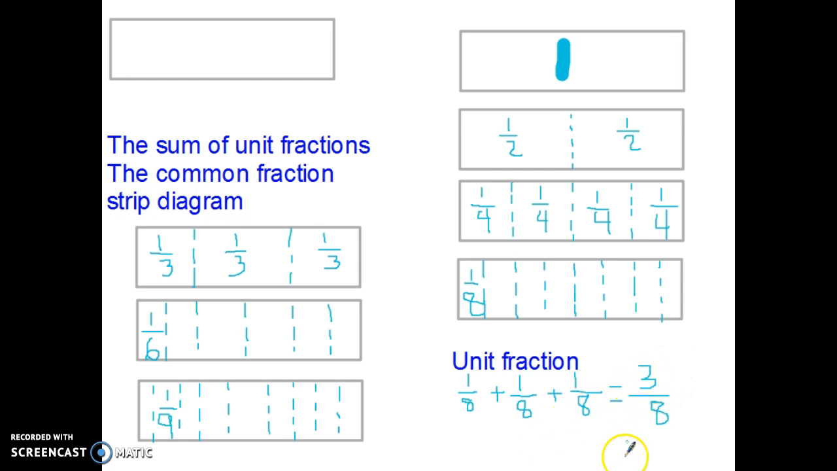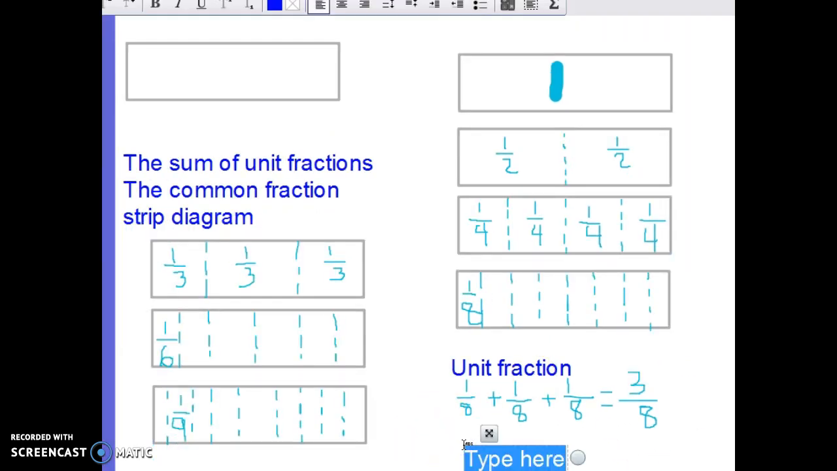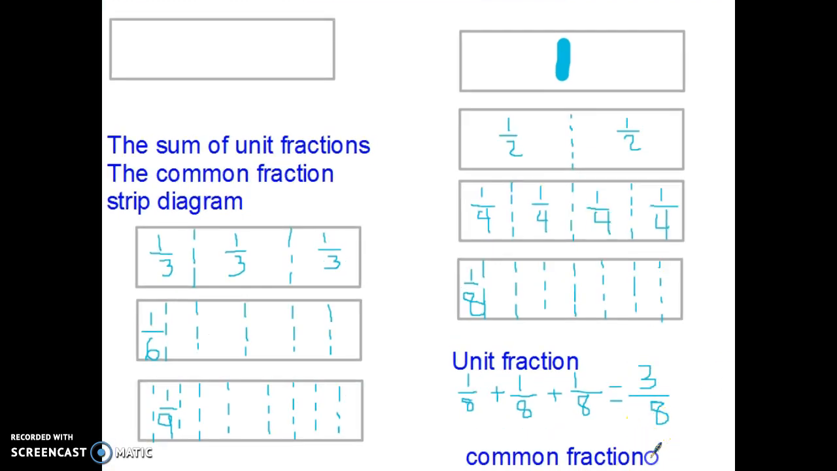So this would be the common fraction. So the common fraction is, I'm going to draw an arrow. So the common fraction would be 3/8. So 3/8 is my common fraction, and 1/8 plus 1/8 plus 1/8 are the units of that common fraction.